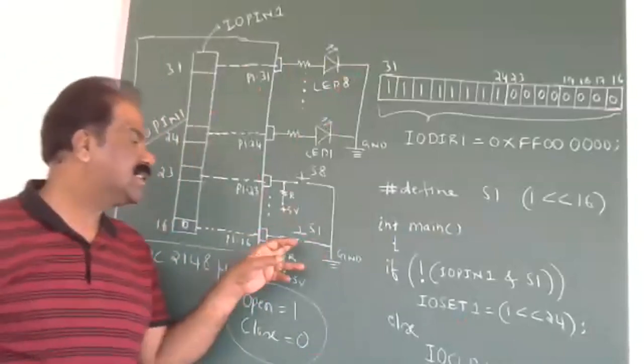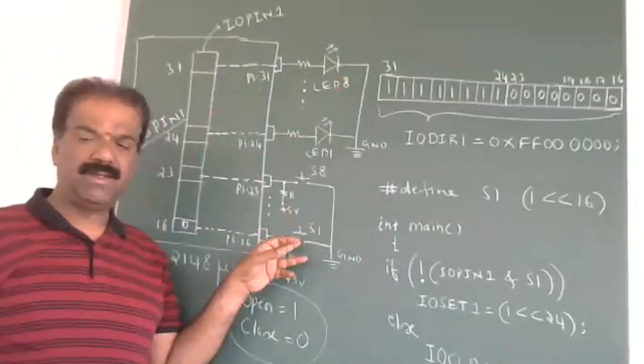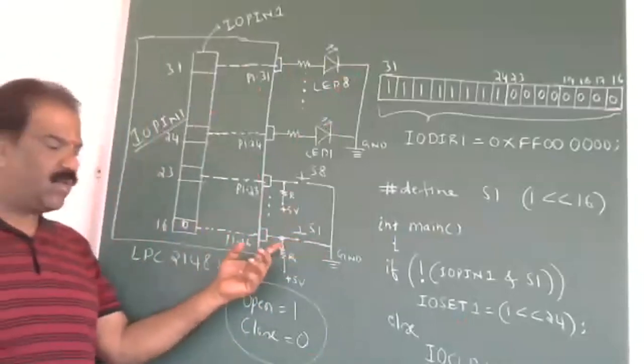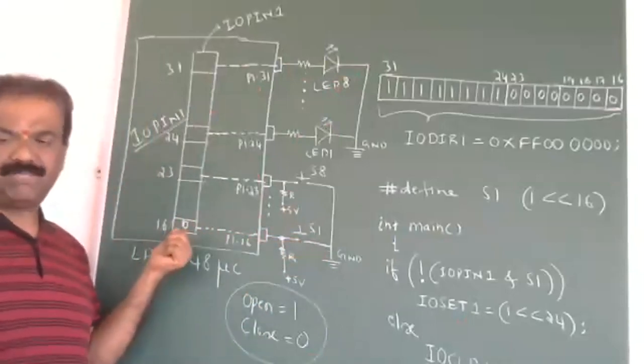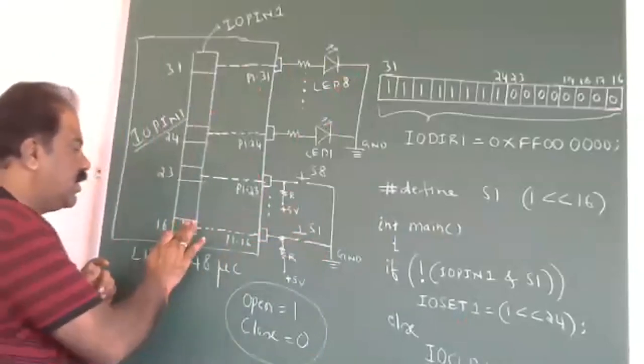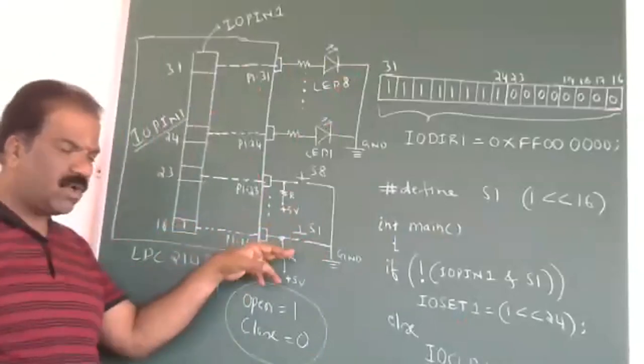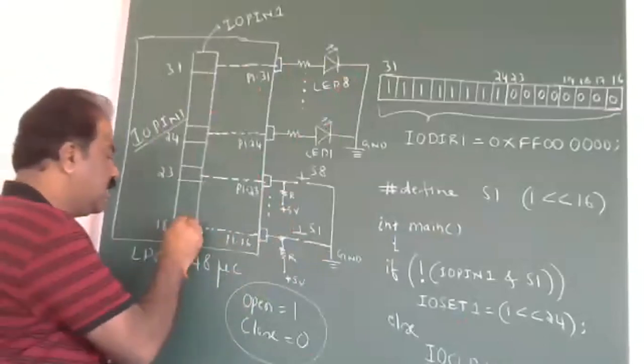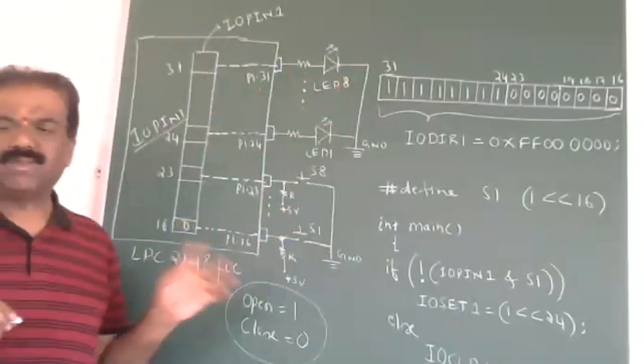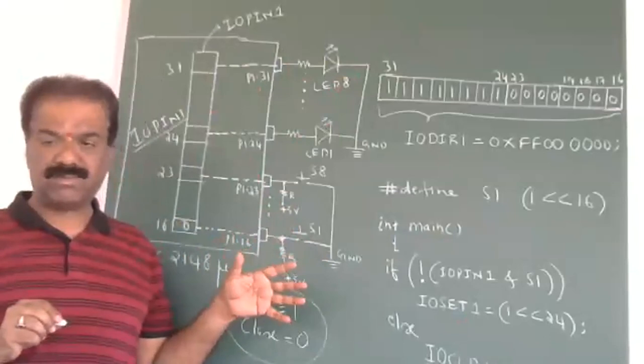By default, what is the status of the switch? Open. So what is the potential? What is the data available at that particular pin? High. If it is open, here we'll get 1. If it is closed, if you press the switch, we'll get 0. Then you have to write an appropriate program to do this.